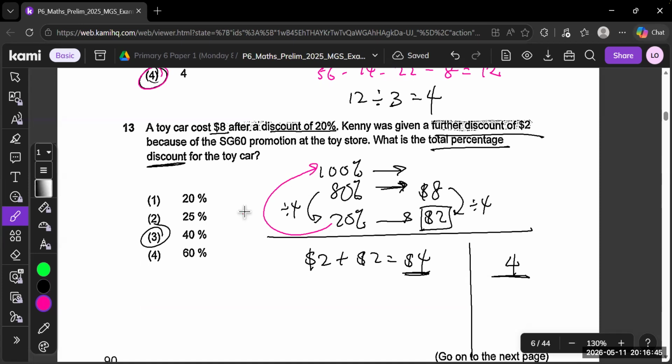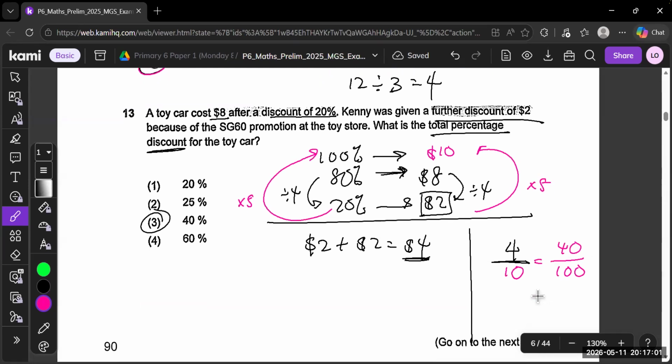So 20 times 5 to become 100, 2 times 5 becomes $10. So the denominator is 10. So you got your fraction already. Can you find your percentage? 10 times 10, 100, 4 times 10, 40. So what's the total percentage discount? 40%.